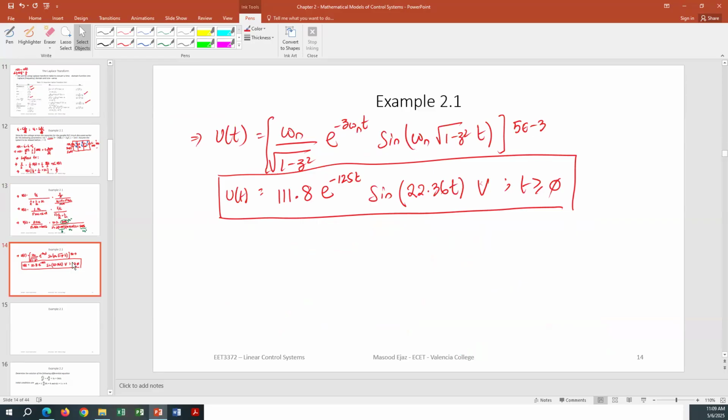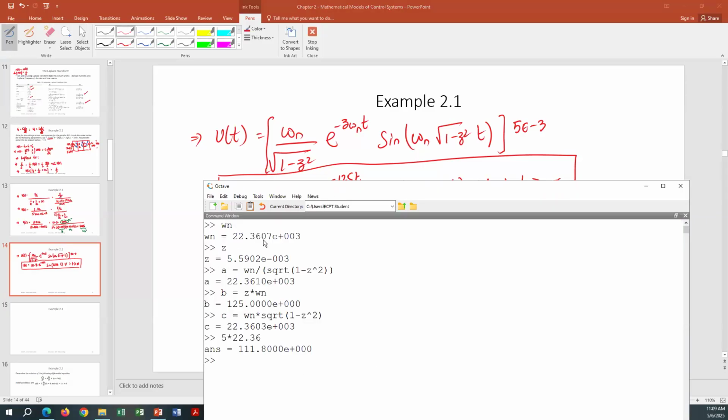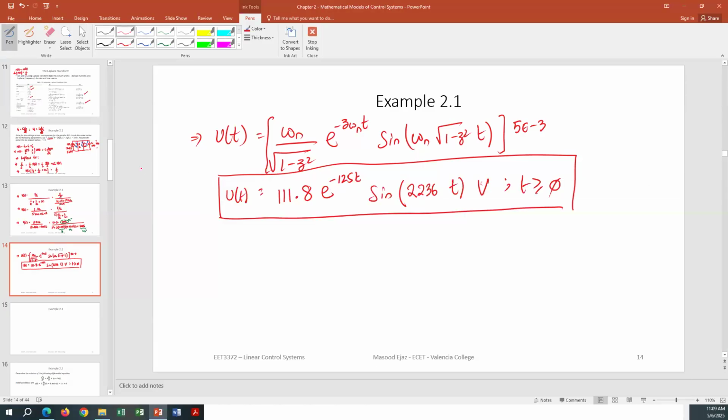Exponent, which one? Yeah, you're right. Omega n is exponent 3, right? So that is missing. You're right. So let's go ahead and fix this. I'm going to write down 22360, let's say. Whatever the value was to be exact. Let's see what the value was. Where's my mouse? Right here. Omega is 22360, right? So 22360.